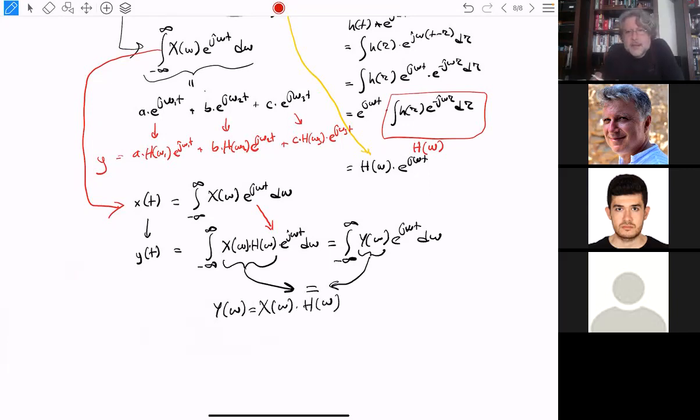This is the convolution versus multiplication way of looking at things. If you are convolving x with h to find y, you can do the same in the frequency domain by multiplying capital X, the Fourier transform, with capital H to find capital Y. That is the filtering in the frequency domain.